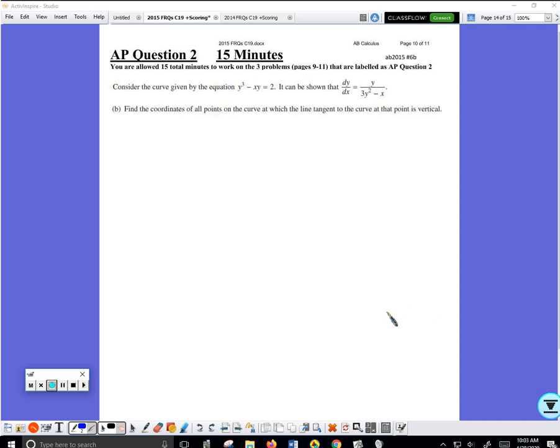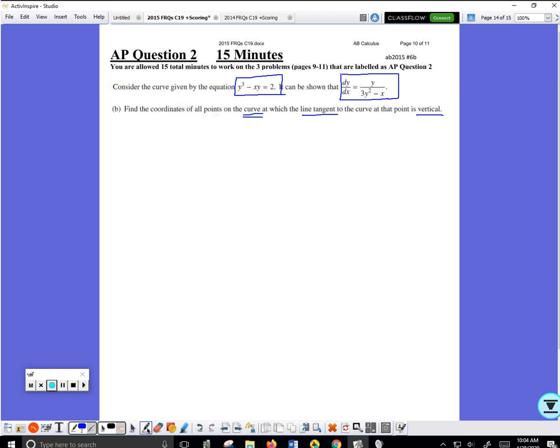Okay, consider the curve given by this equation. So I remember, this equation is how I find points on a curve. This is the equation for finding the slope anywhere on that curve. Find all coordinates of all points on the curve at which the line tangent is vertical.